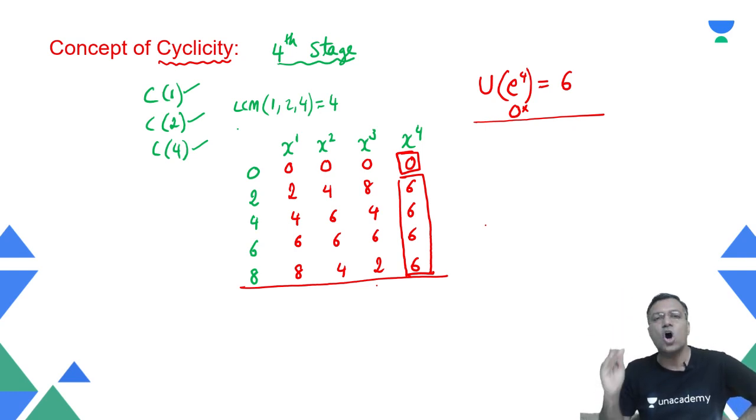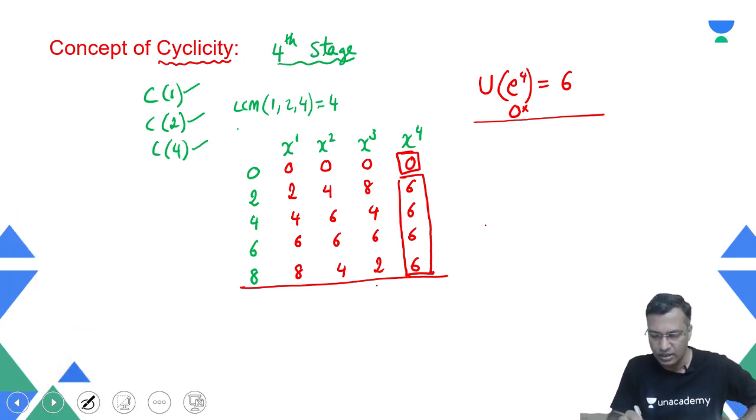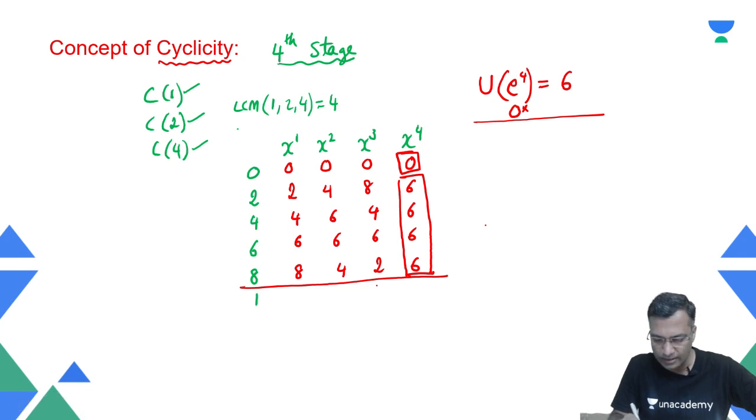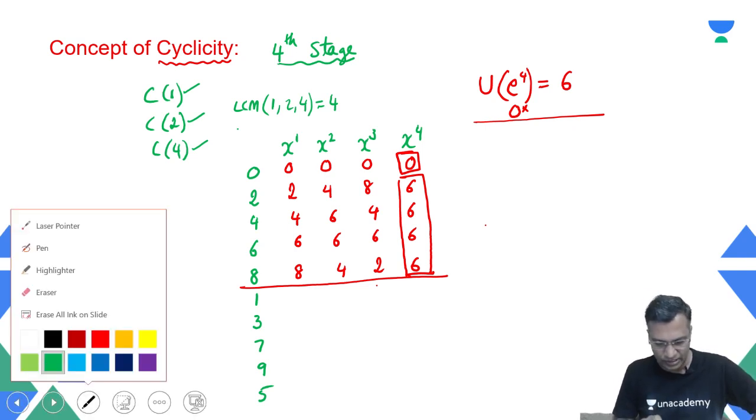Let me come to the odd numbers here. This is the story of the even. What if it is the story of odds? Let's write for the odds: 1, 3, 7, 9 and 5. These are the five odd digits. Let me write the cyclicity for these as well.